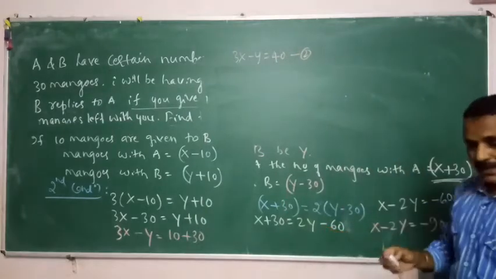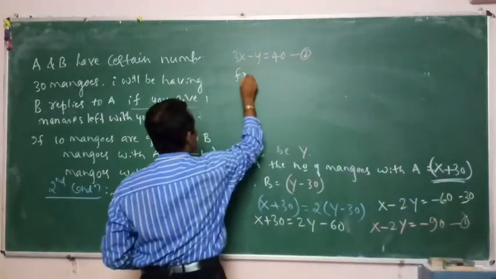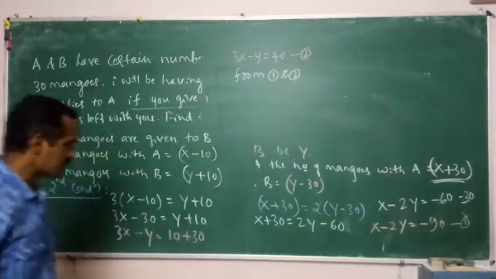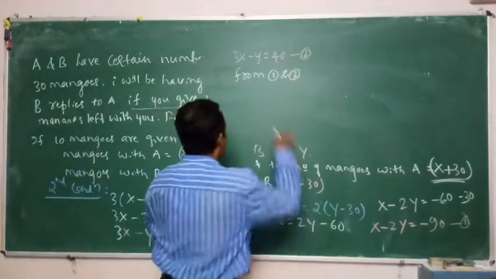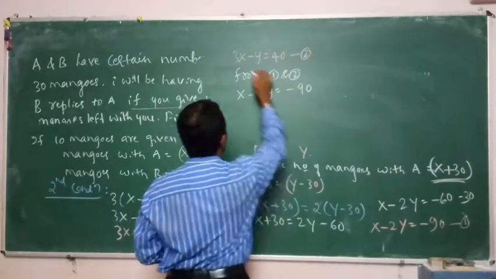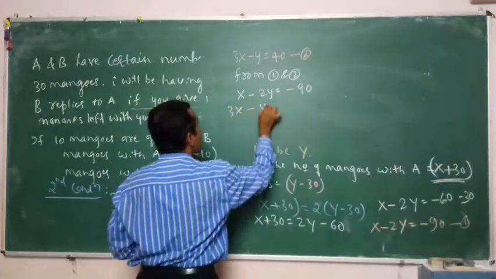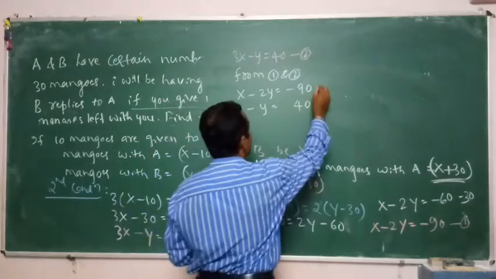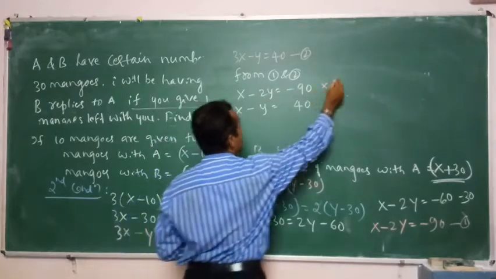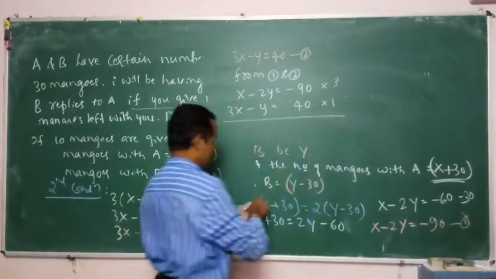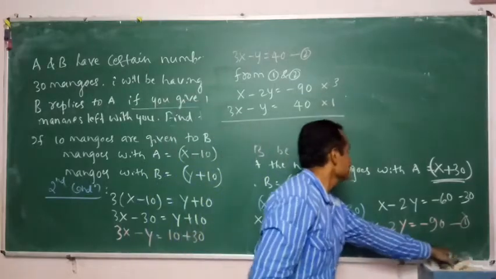Come on, let us solve from 1 and 2. Where are the equations? x minus 2y is equal to minus 9 in the first equation. 3x minus y is equal to 40 in the second equation. Multiply here by 3. Multiply here by 1. What happens?